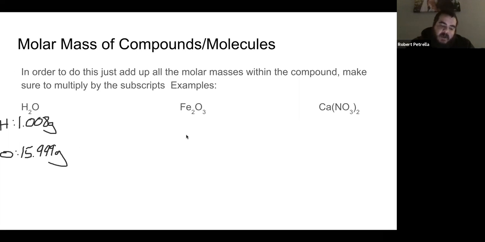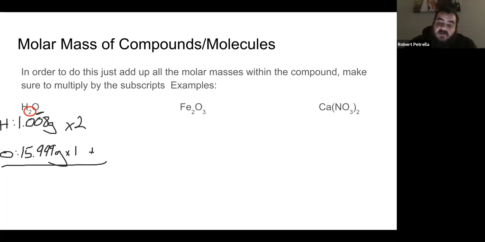That's what we do. We find out the molar masses first. Now we have to multiply the molar masses by how many we have. So if we look at hydrogen, hydrogen has a subscript of 2, so we're going to multiply hydrogen by 2. Oxygen doesn't have a subscript, so we just have to multiply that by 1. And then all we have to do is add it up.